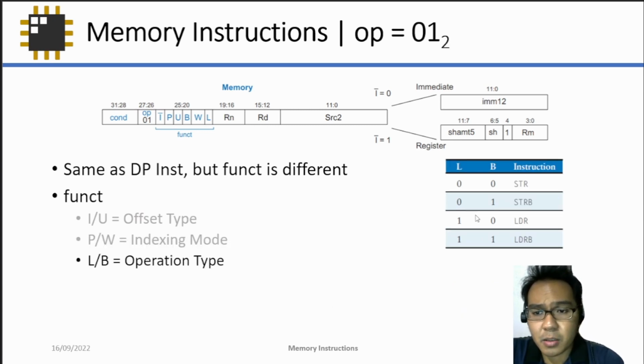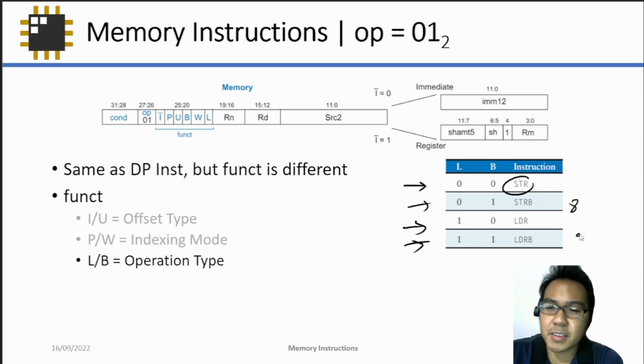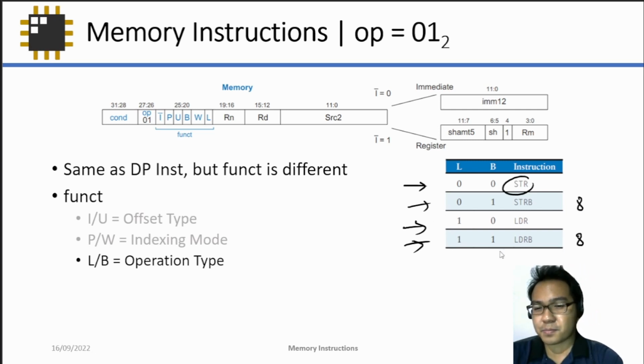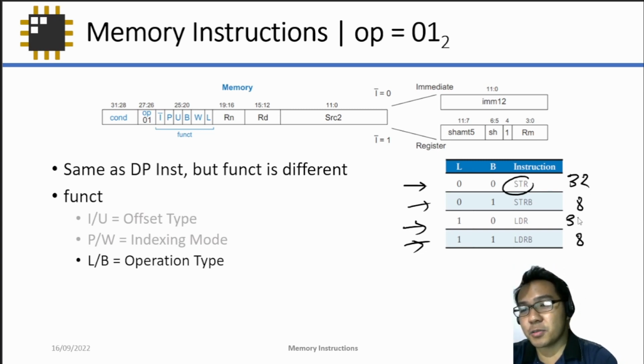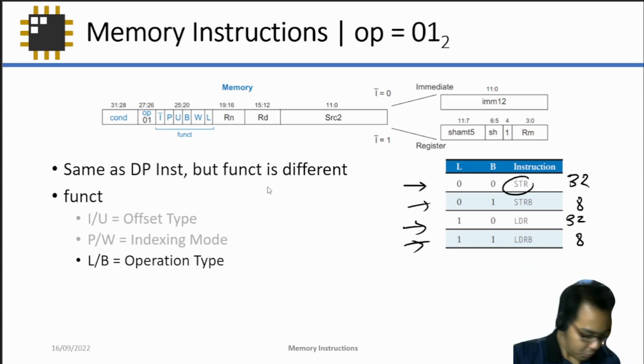Okay, L/B operation type. So okay, STR, STRB, LDR, LDRB. So the difference between STR and STRB, these store the lower 8 bits and load into the lower 8 bits respectively. This thing loads the entire 32-bit word.